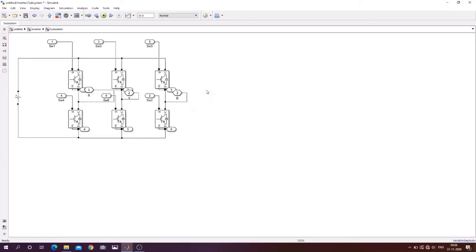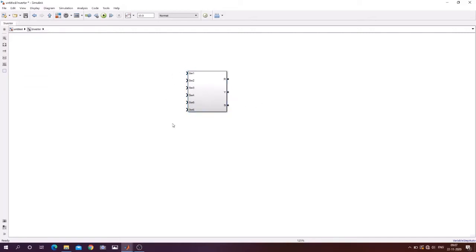Then a little edit, you can delete this one also, these output ports also, otherwise these are not required, only for seeing this signal it is required. It is done. So these are the switches where we will give the gate signals, and these are the phases from where we will connect. We will just name it as inverter.